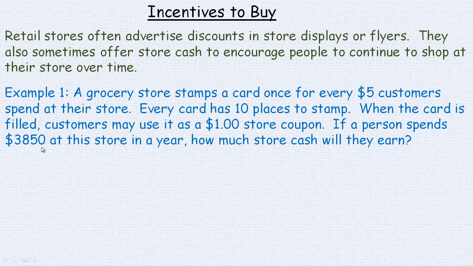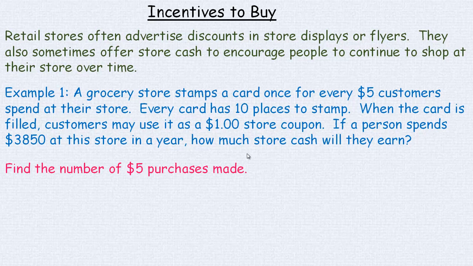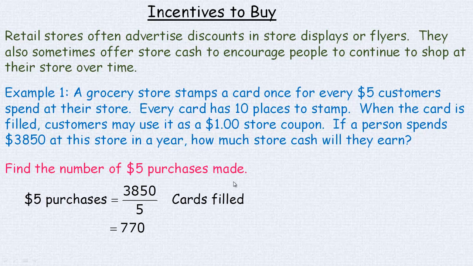If a person spends $3,850 at the store in a year, it doesn't have to be a year, it could be any amount of time, how much store cash will they earn? So the first thing we want to do is determine the number of $5 purchases made, because you get a stamp for every $5 you spend. So we would take that $3,850 and divide it by 5, because for every $5 you get a stamp. And so if you divide that, you get 770. So you get 770 stamps.